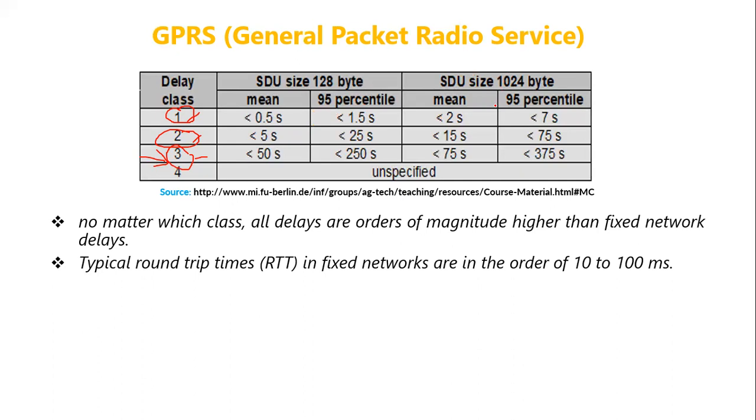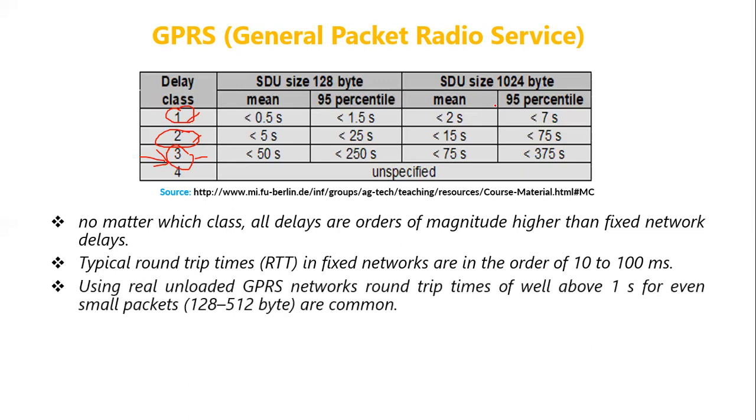So you can see all delays are orders of magnitude higher than fixed network delays. Basically, the delay produced by GPRS is higher than the fixed network. This is a very important characteristic. It has to be taken into account when implementing higher layer protocols like TCP on top of GPRS. Typically, the round trip time in fixed networks is in the order of 10 to 100 milliseconds.